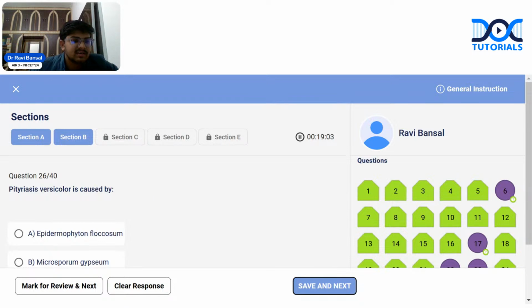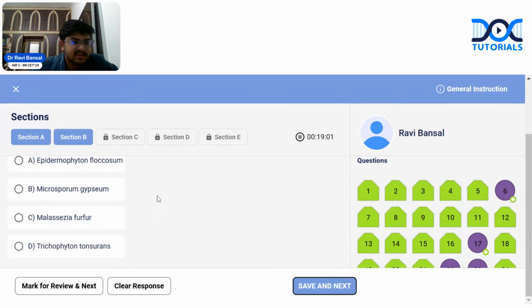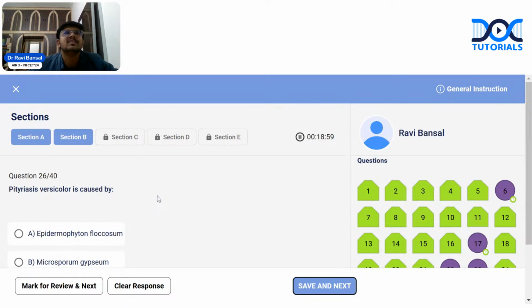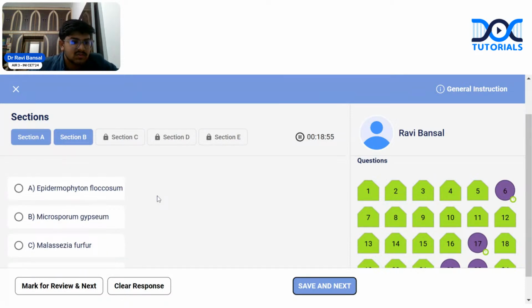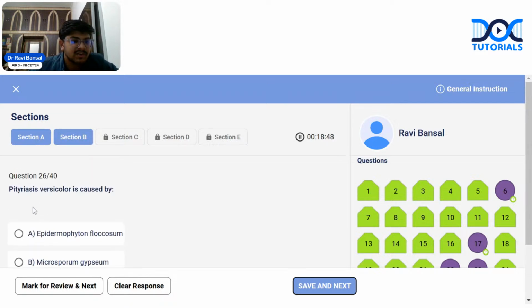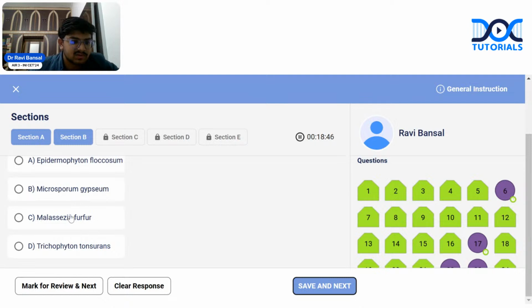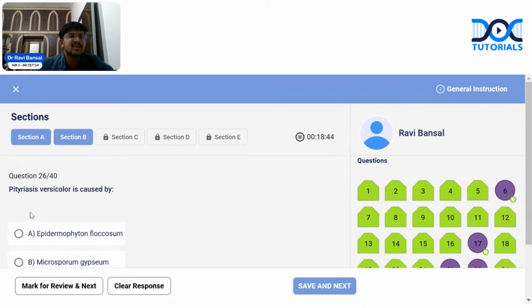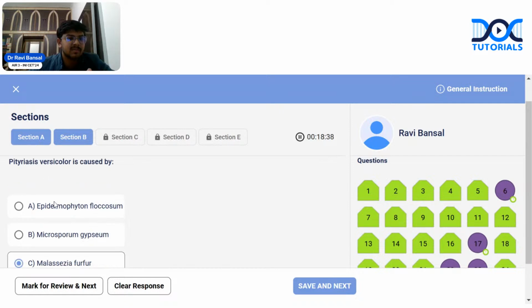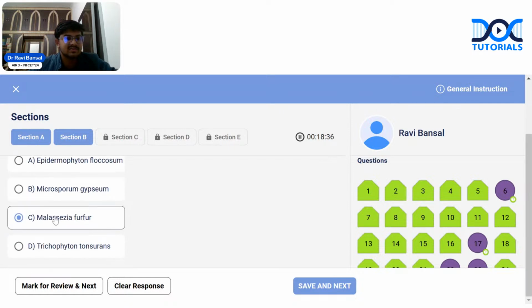Pityriasis versicolor is caused by... Pityriasis versicolor was caused by epidermophyton, microsporum, trichophyton? These are dermatophytes, so pityriasis is not caused by dermatophytosis. Malassezia furfur, like pityriasis versicolor, I do not remember completely, but I think there was a meatball appearance. Malassezia globosa or Malassezia furfur.